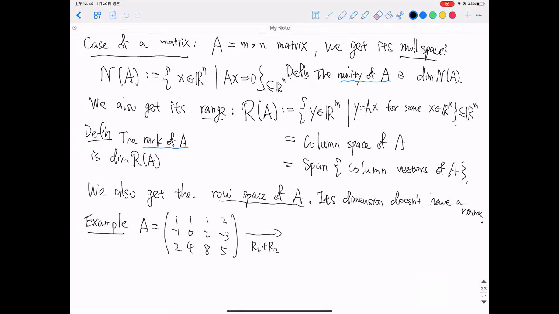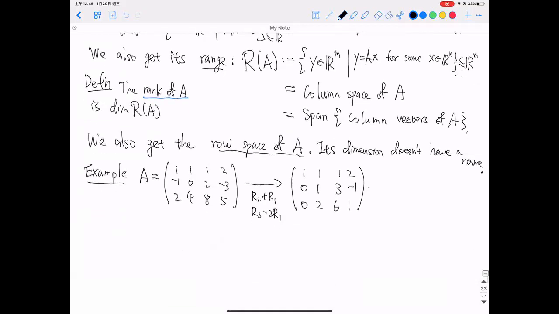R2 plus R1. R3 minus 2R1. 1, 1, 1, 2. R2 plus R1: 0, 1, 3, minus 1. 2 minus 2, 0. 4 minus 2, 2. 8 minus 2, 6. 5 minus 4, 1. Okay.